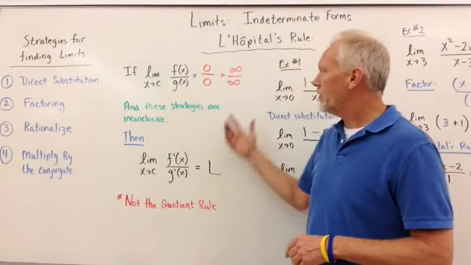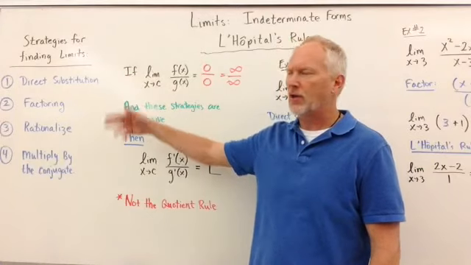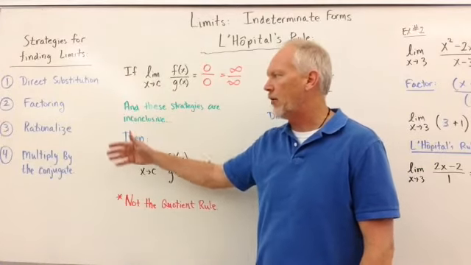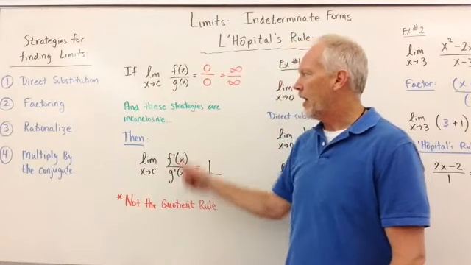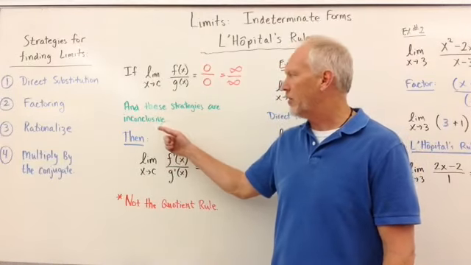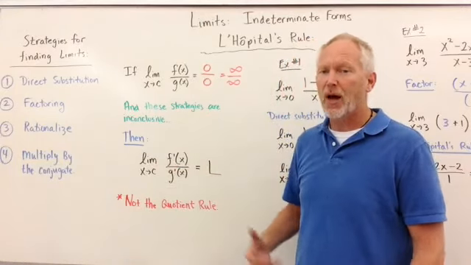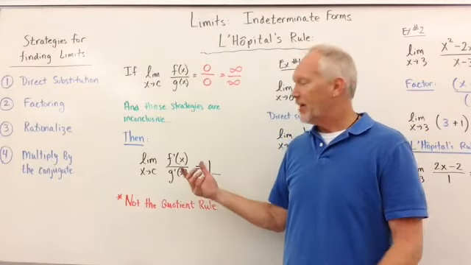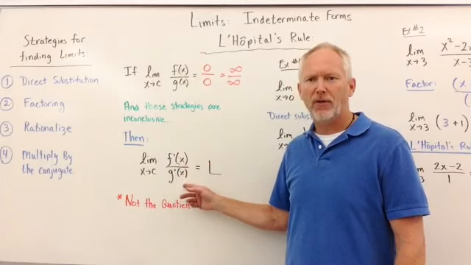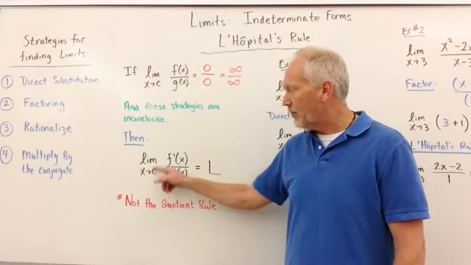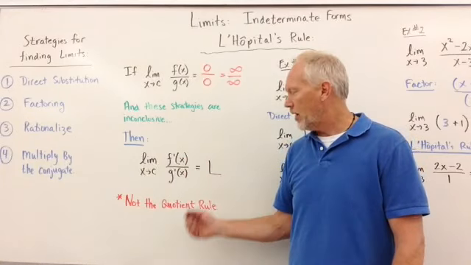So in both of those situations, maybe we try direct substitution, and it doesn't work. We try factoring, we try rationalizing. Or maybe they're just not available given the function. So if these strategies are inconclusive, then what we can do is use L'Hopital's rule. And L'Hopital's rule is very basic. Take the derivative of the top, the numerator, take the derivative of the denominator, then substitute your c in, and that will give you the limit.